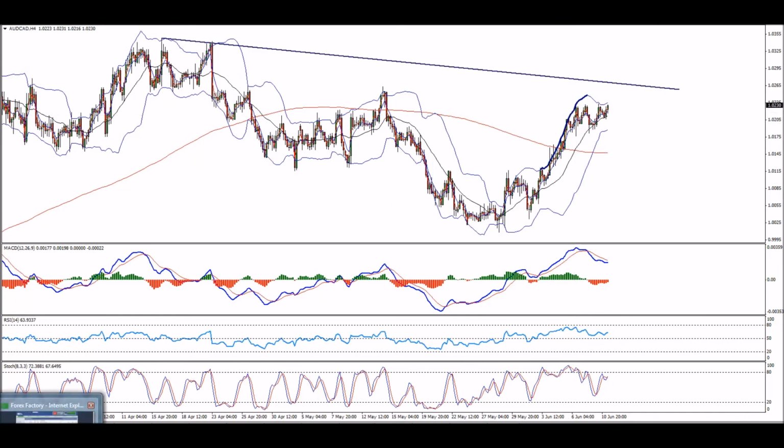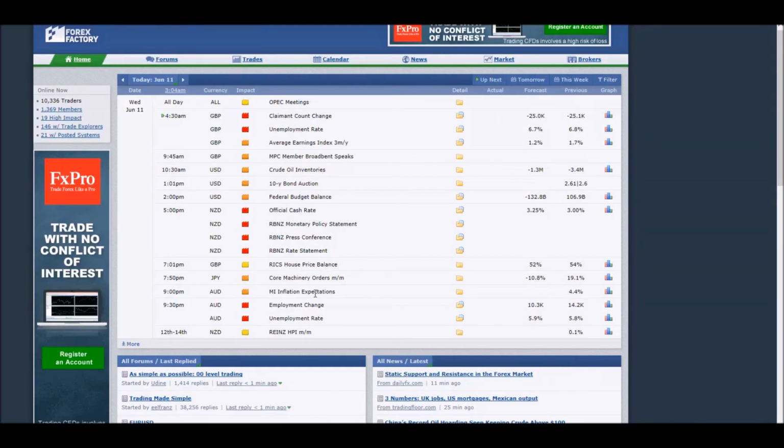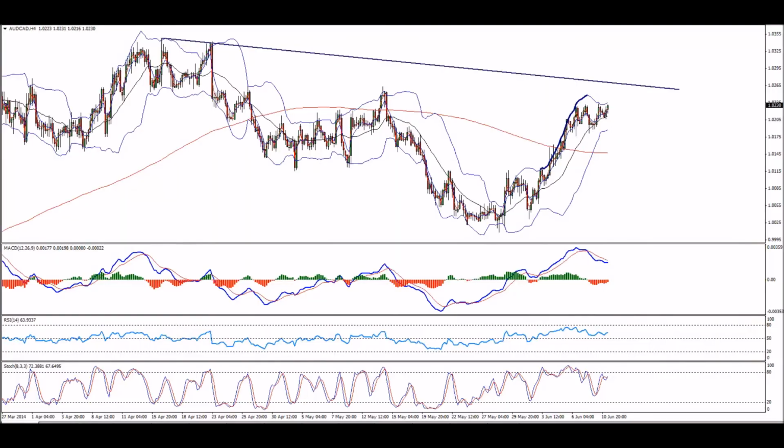Talking about news, by the way, before, Australian also has very important news today to come. That's employment change and unemployment rate, like Britain. Okay, pay attention to that. We know how important.